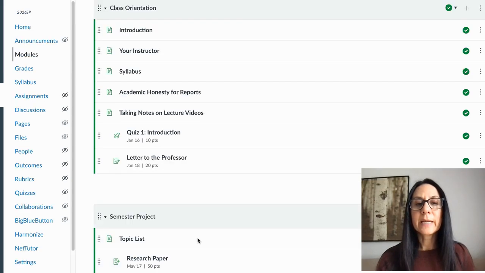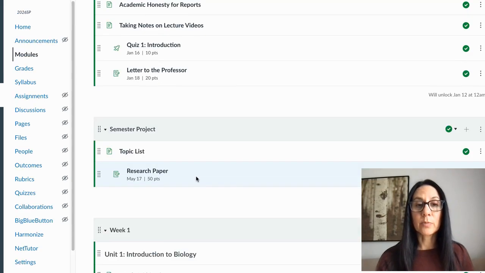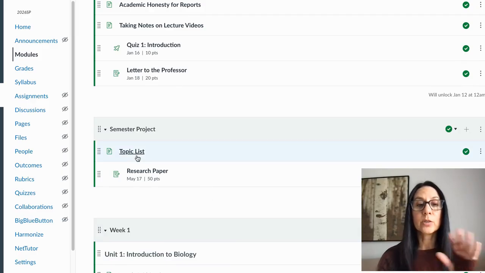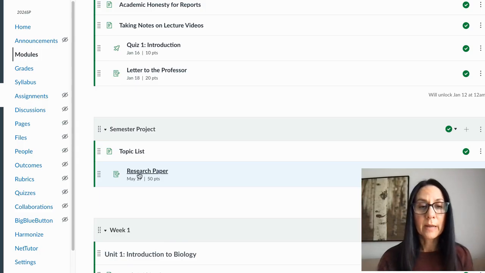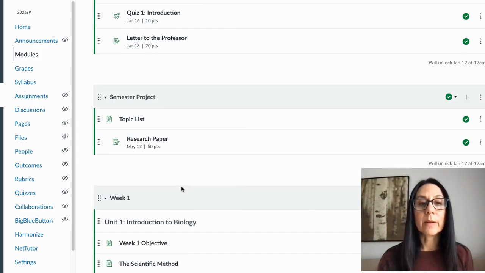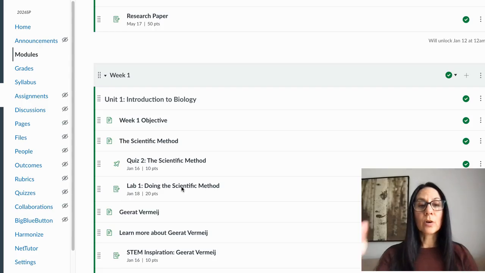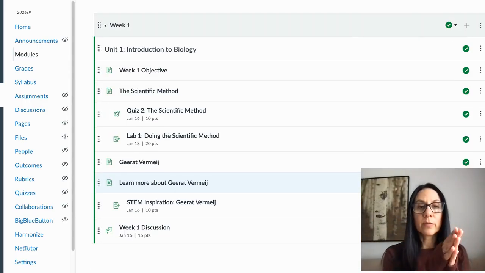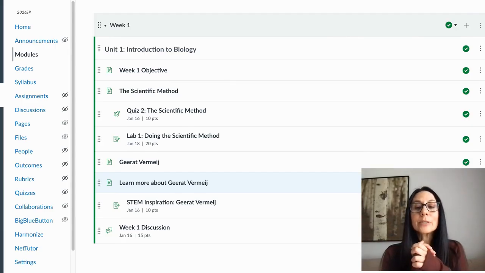And then the second section is a semester project, which is a research paper. This first one is a topic list, and then here's the actual assignment. So once you get it done, you can turn it in here. And then here's week 1. Here's all the things that we do. You can start from the beginning and just move your way through each item till you get to the end.